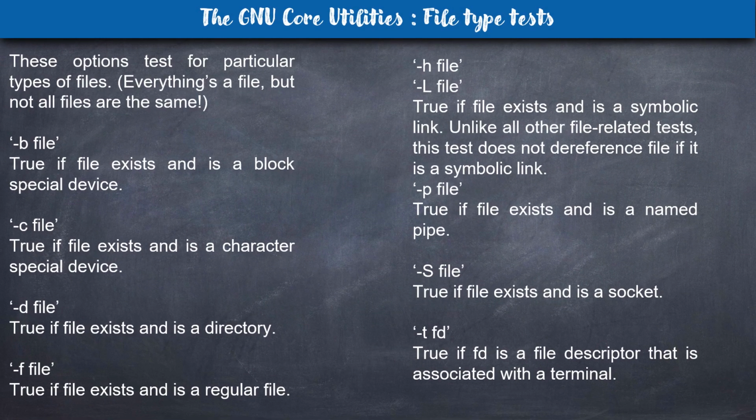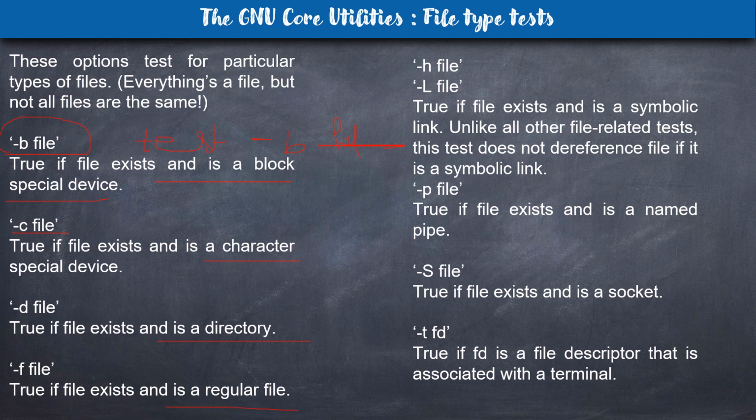So this option tests for a particular type of file. Hyphen b, you can use test -b and some file name here, file one, to check whether it is a block device or not. Because you know, everything is a file in Linux. So if you want to check if the file you are referring to is a block device or not, you can use hyphen b. If you want to check if it is a character device, you can use hyphen c. Hyphen d is used for directory. Hyphen f is used for regular file.